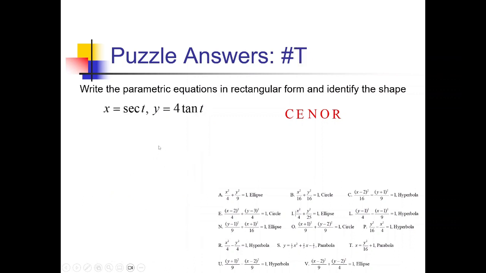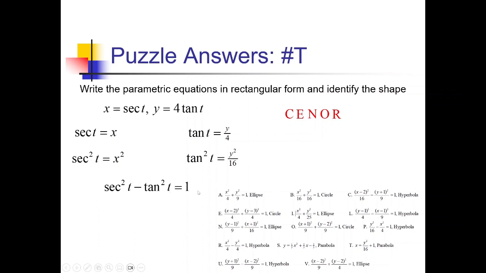For letter T, let me isolate and square these trig functions. So we can actually go ahead and just square the x equation right away because secant's already isolated. So secant squared equals x squared. There you go. For this next one, I can divide by 4 to get tan by itself, and then squaring gives me tan squared equals y squared over 16. Let me use secant squared minus tan squared equals 1. So that's going to be x squared minus y squared over 16 equals 1.